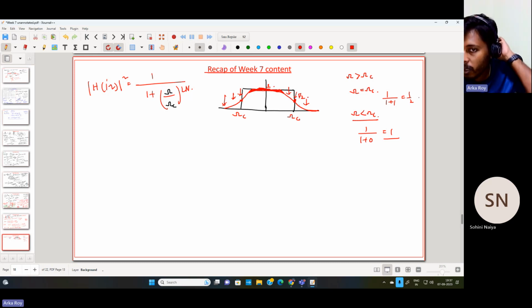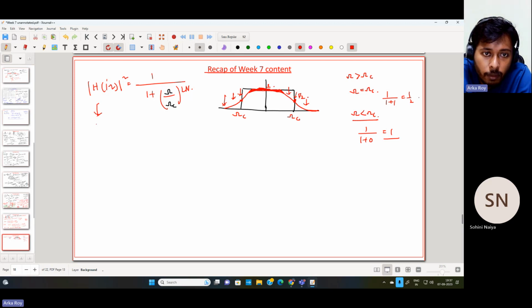But this is quite common, because we are trying to approximate this brick-wall characteristic using the Butterworth function. So this is a very coarse function. This function tries to approximate the brick-wall characteristic by providing this sort of frequency characteristic.